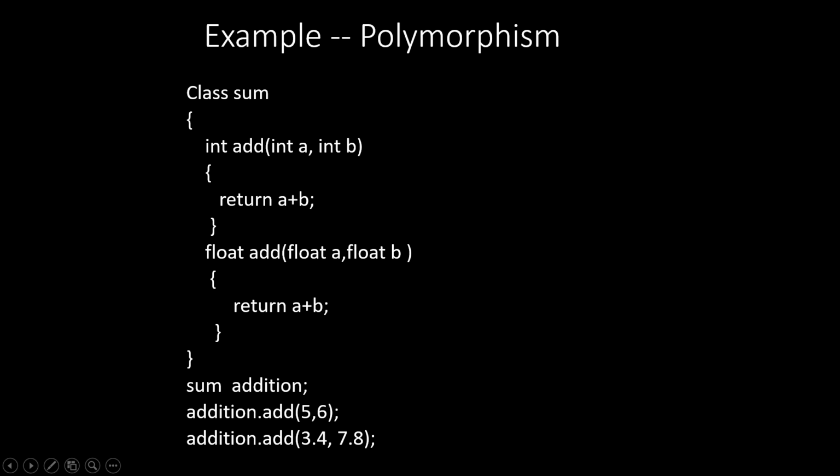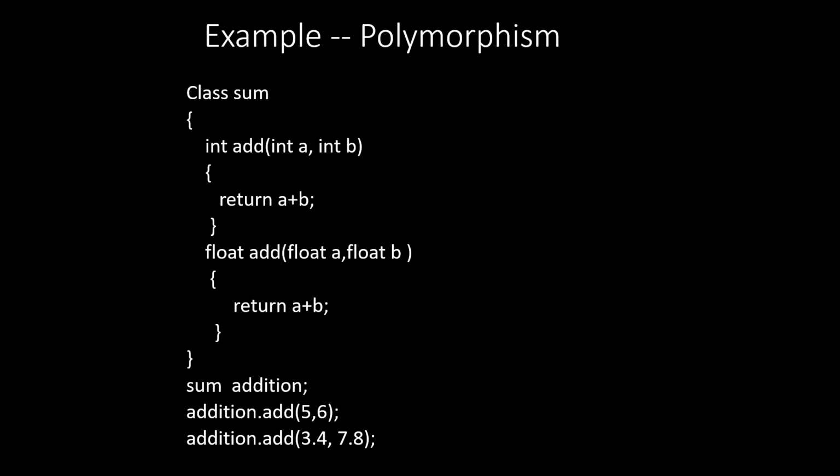So I have created one Sum class and then addition is the object. The addition dot add 5, 6 will call the first function, which accepts only int a and int b. The second function will accept only 3.4 and 7.8, that is for float values. So automatically the compiler can identify which method to call, for int add with int a, b, or for float add with float a, b. This is called as function overloading. So this is another concept in polymorphism. In an upcoming session, we will see what is function overriding.